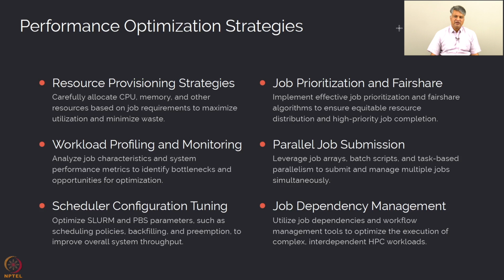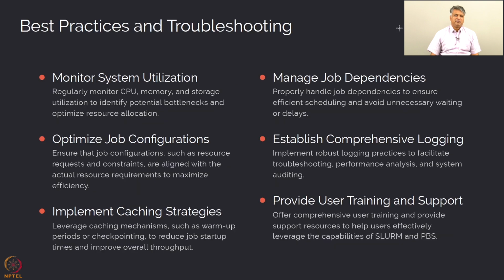We can look at job dependencies and workflow management tools to optimize execution of complex interdependent HPC workloads. What are the best practices that we need to have? Monitor the system utilization: regularly monitor CPU, memory, and storage utilization to identify potential bottlenecks. Keep ensuring that your job configurations, such as resource requests and constraints, are aligned with the actual resource requirements to maximize efficiency. You can leverage caching mechanisms such as warm-up periods or checkpointing to reduce job startup times and improve overall throughput. You can properly handle job dependencies to ensure efficient scheduling and avoid unnecessary waiting or delays.